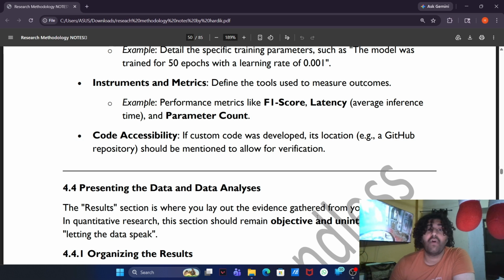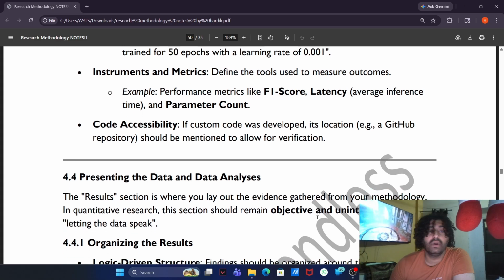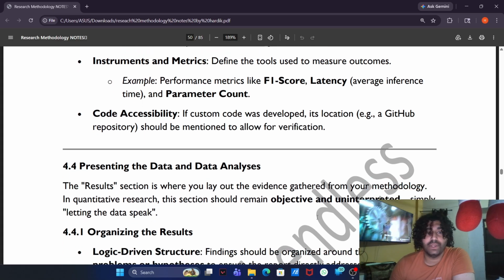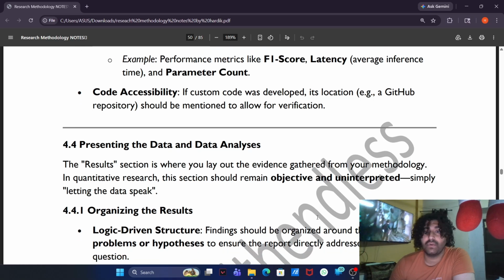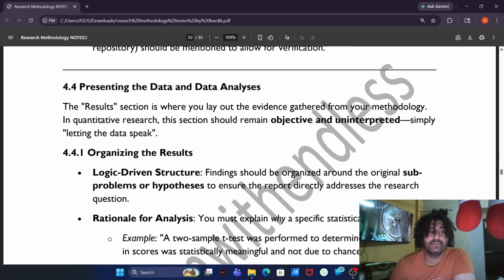Example, performance metrics like F1 score, latency, average inference time, and parameter count. Code accessibility. If custom code was developed, its location, for example a GitHub repository, should be mentioned to allow for verification.